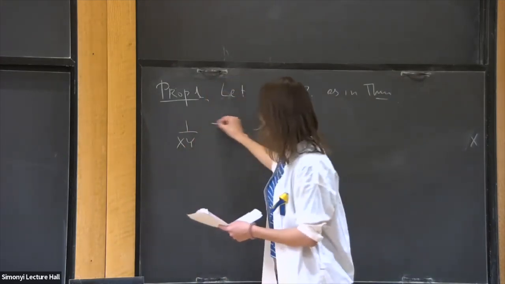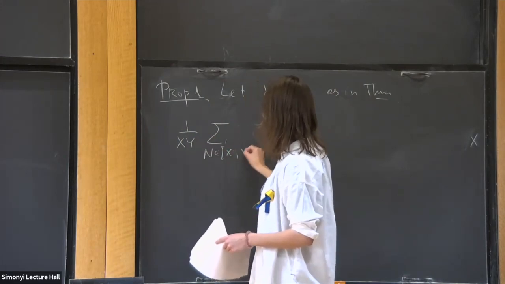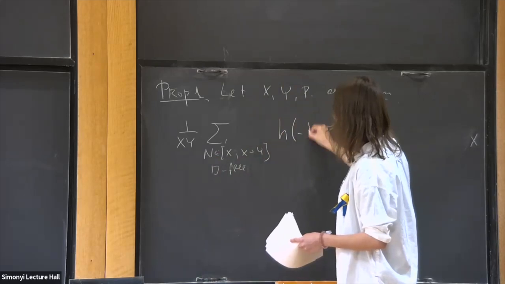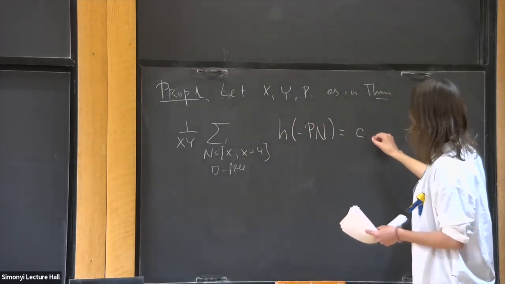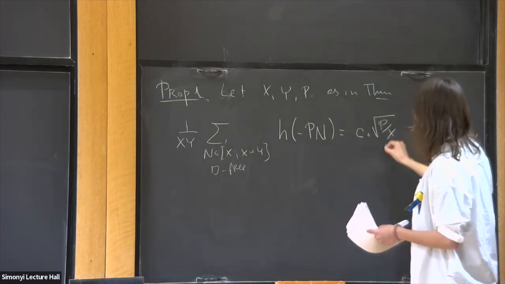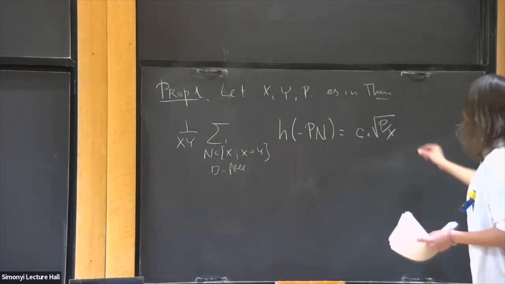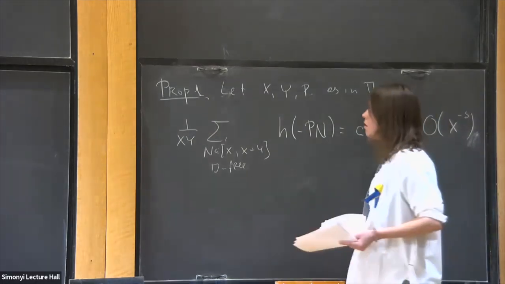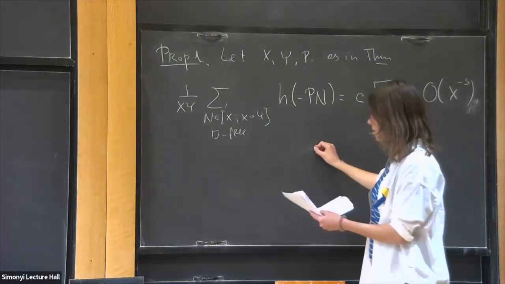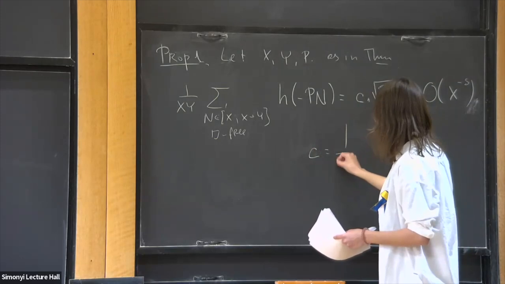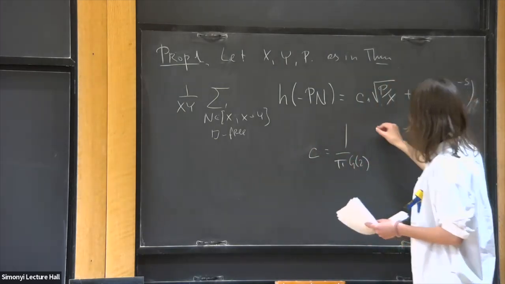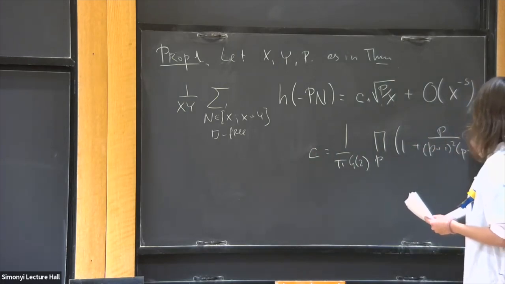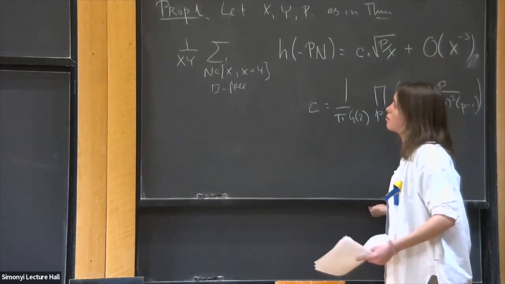Then this normalized sum over n in [x, x+y], square free, of h of minus pn is equal to a constant times root p over x, which is, recall, our parameter y that we're formulating everything in terms of, plus big O of x to a negative power. So we can get a pretty good handle on this, and this constant c is given by some Euler product. It's going to be like pi over zeta of 2 times some product over primes of something ugly. Some density defining problem.